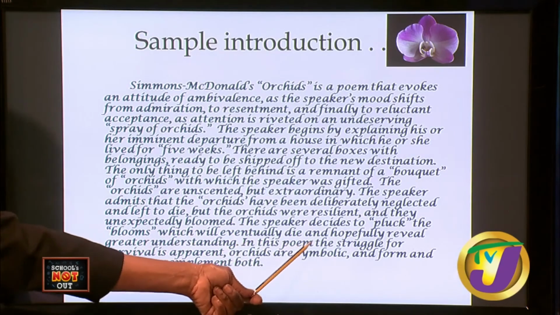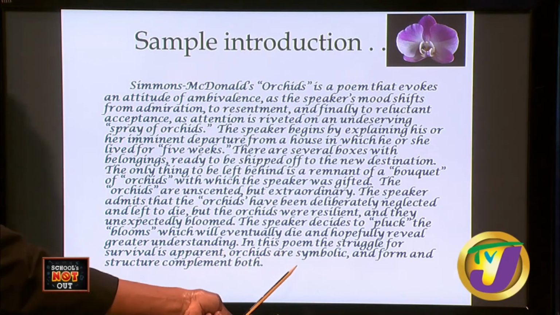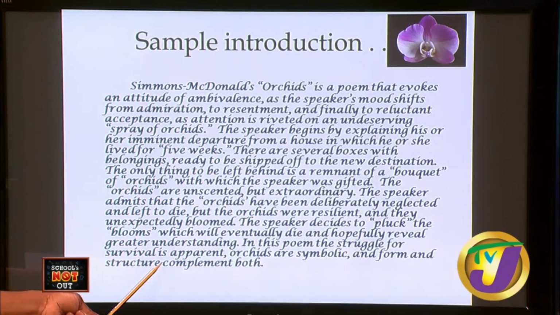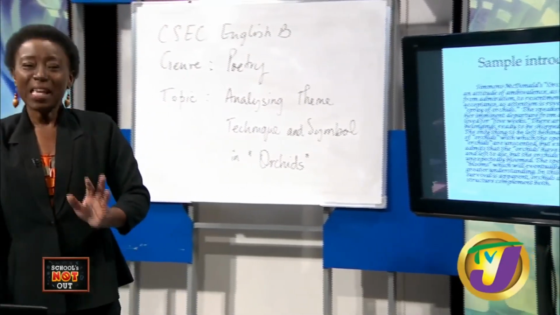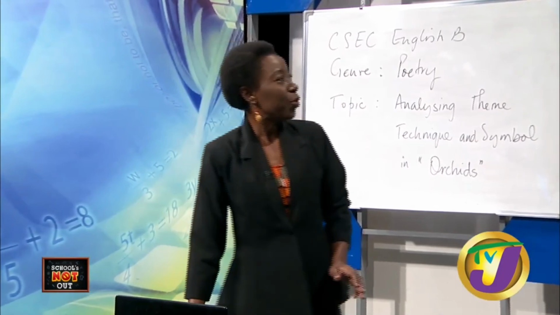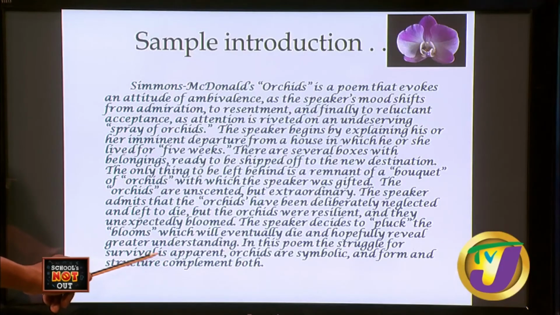In this poem, the struggle for survival, remember when I was talking about that? That's the thematic sentence. The struggle for survival is apparent. Orchids are symbolic, and form and structure complement both. So that is the kind of introduction that you want to give to your essay. And then you would go now and pull these out and develop them with reference to the poem as you go along.